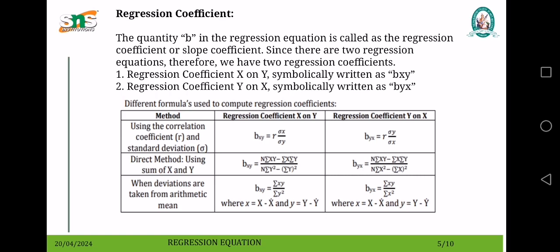When deviations are taken from arithmetic mean, that means x is equal to x minus x bar and y is equal to y minus y bar, then we get the regression coefficient of x on y, bxy, is equal to summation of xy divided by summation of y square. Here x is equal to x minus x bar, and y is equal to y minus y bar. And regression coefficient of y on x, byx, is equal to summation of xy divided by summation of x square. Here also x is equal to x minus x bar and y is equal to y minus y bar.